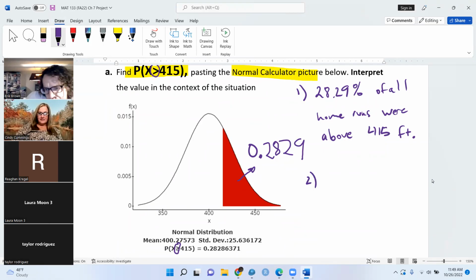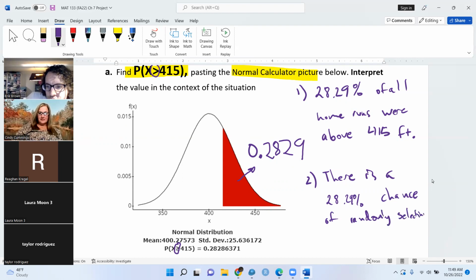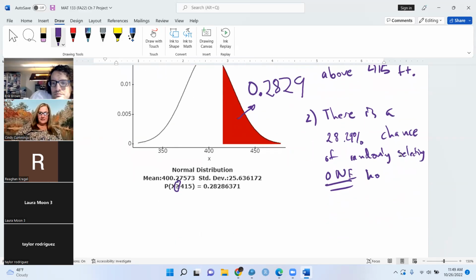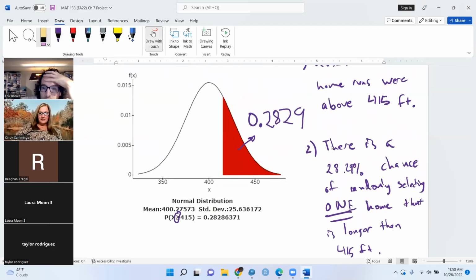The other one is, I like saying it this way, but this is different than what you all have probably been saying. There is a, get ready, 28.29% chance of randomly selecting one keyword home run that is, let's say, longer than 415 feet. I think what we've been saying, the probability of randomly, okay, maybe I should just do that. I should do what I know is better.